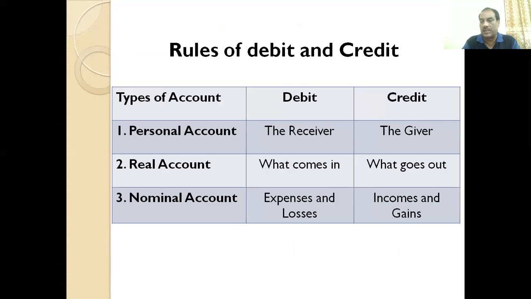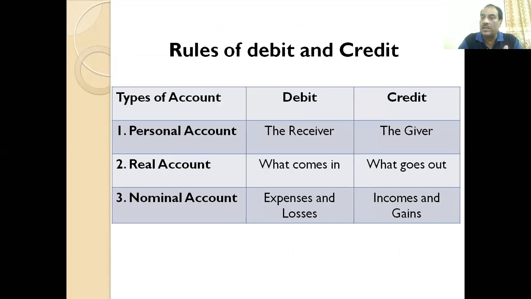Then what are the rules of debit and credit? Already discussed, but again, in the case of a personal account, debit the receiver. The rule is simple: debit the receiver, the one who is receiving the money.